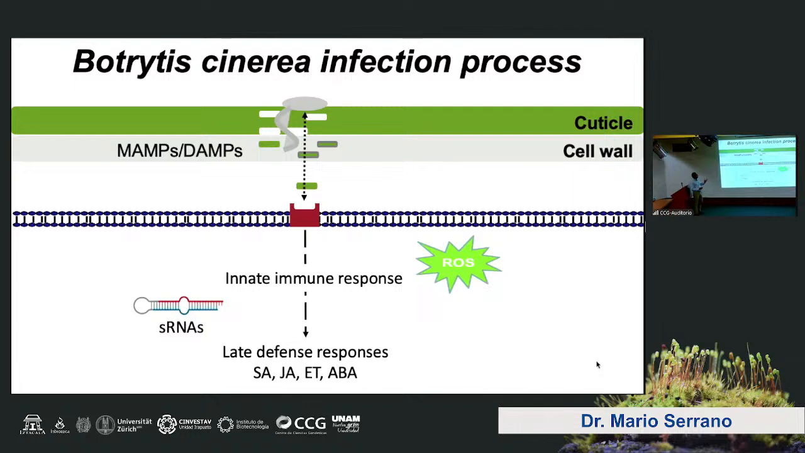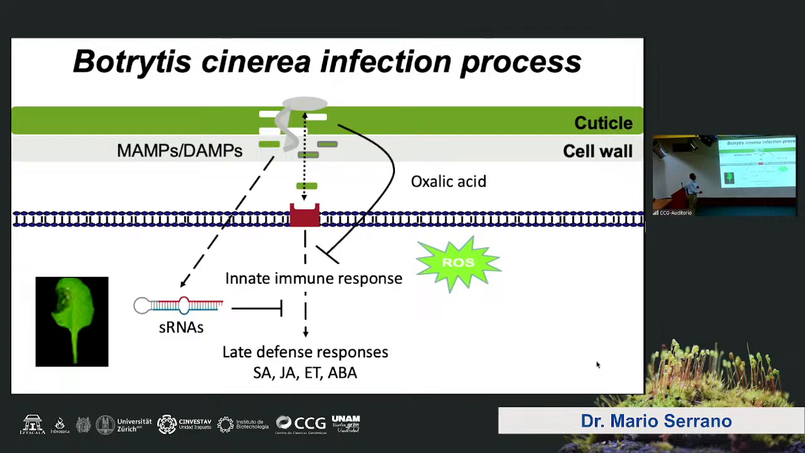With all of these defense responses, we would expect that Botrytis cinerea infection should be stopped, but it's not. For most plants, it's not. They are susceptible. Why? Because Botrytis, as Mario also said yesterday, is a very tricky and very intelligent pathogen. It uses effectors, such as oxalic acid, to modify or inhibit the innate immune response, and it also uses small RNAs to inhibit the different responses.